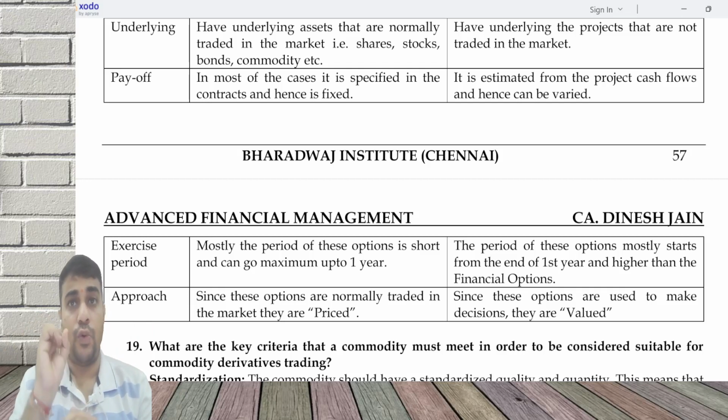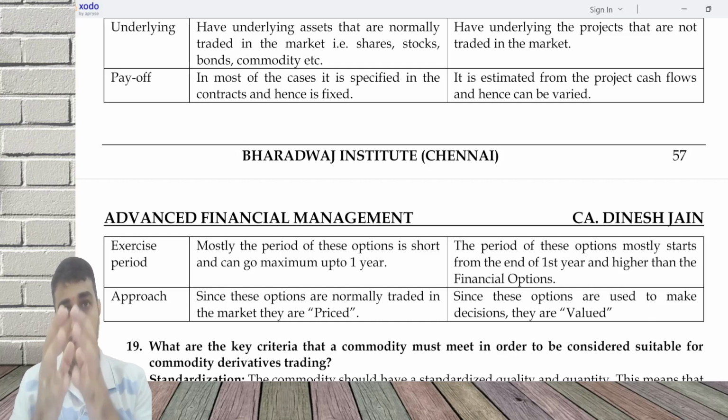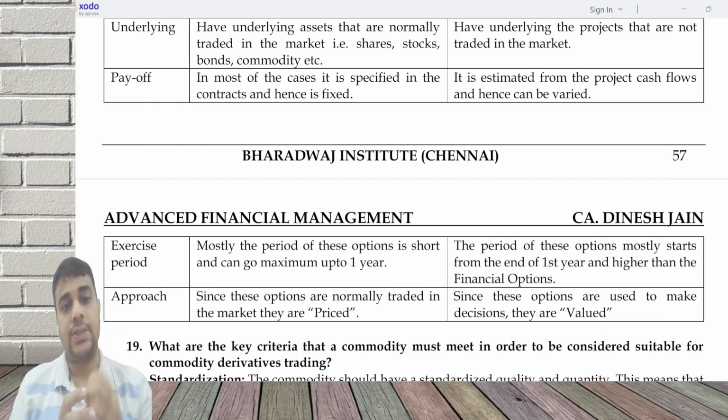And the conditions are very simple. Most important condition is there should be an active market, that is a lot of buying and selling should happen for that commodity, liquidity should be there, volatility should be there. If price is not volatile, nobody is going to enter into a derivative contract. So volatility and liquidity is very very critical.